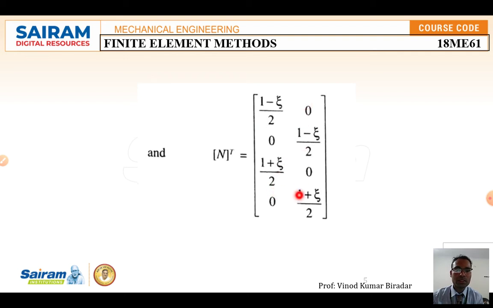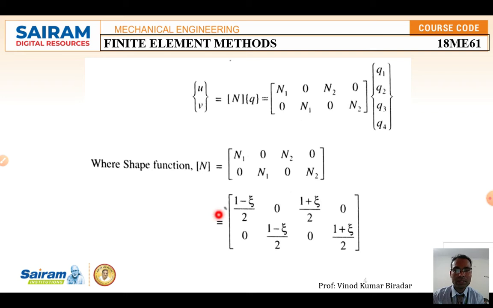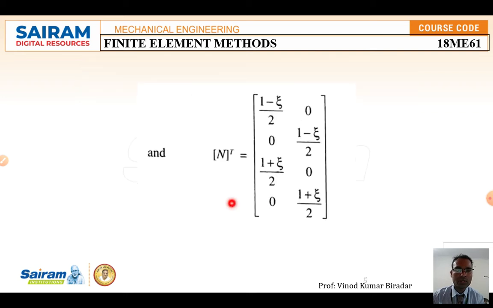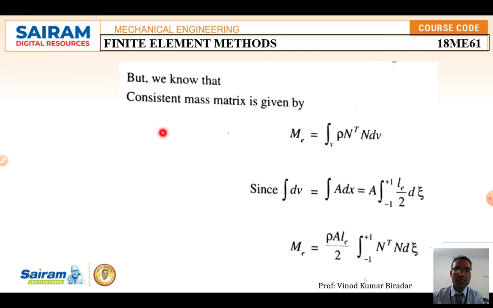Okay, so this is a vertical, you have to note down that n transpose, that is the shape function. Shape function n is equal to this, and transpose of shape function is equal to this. Now we know that our aim is to calculate the consistent mass matrix for the given truss element. For that, we have this formula.